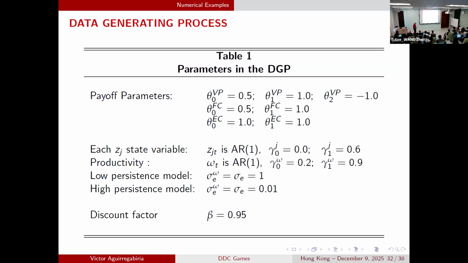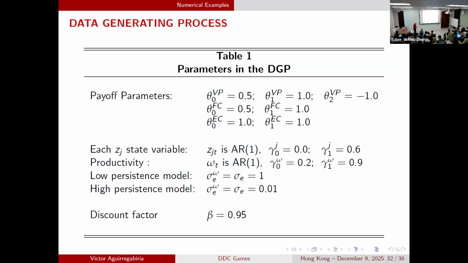The discount factor is 0.95. And we run experiments under 2 different values of the persistence in these autoregressive models. We consider one Monte Carlo with very low persistence and another Monte Carlo with very high persistence, basically as measured by the correlation between the exogenous variables between period t and period t minus 1. Not all the state.